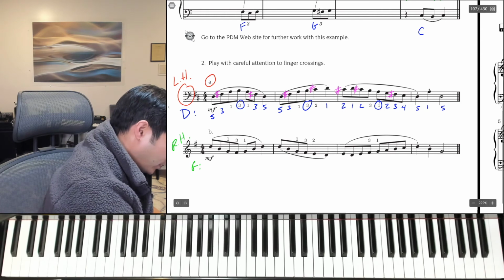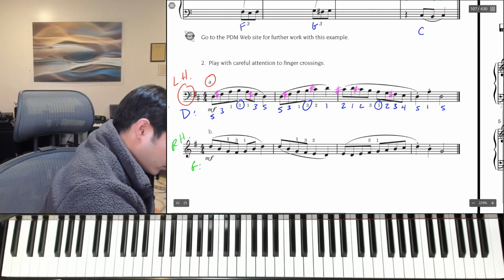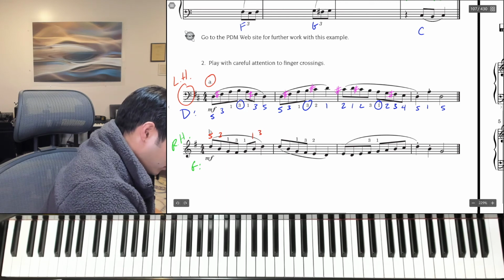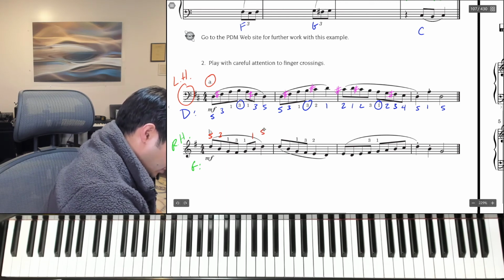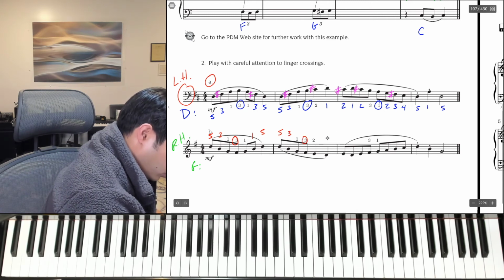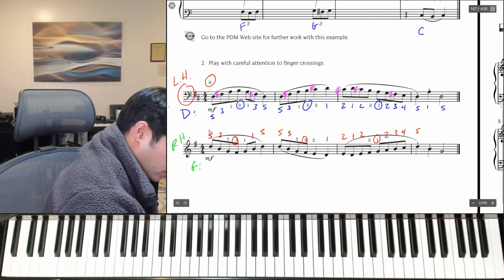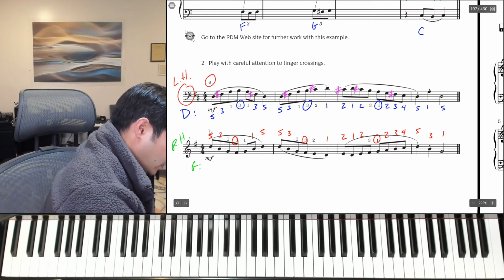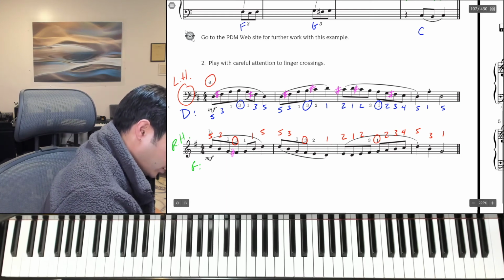So I'll write in the fingering here. We have 5. I'll do it in red. 3 1 3 1 3 5. I'll circle the shifts. 5 3 1 3 2 1 2 1 2 3 shift 1 2 3 4 5 3 1, and I'll also annotate the cautionary accidentals on the F sharps.